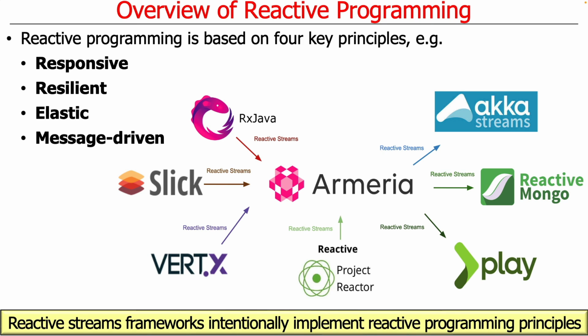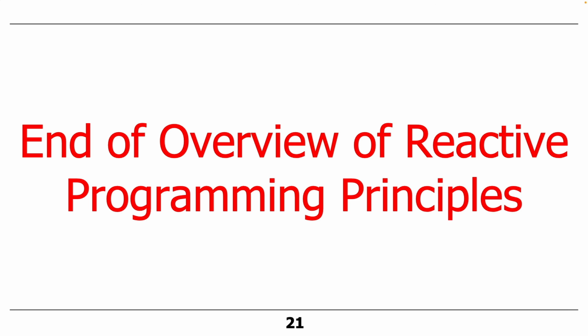There's a whole bunch of frameworks that implement these reactive principles. We're going to talk about RxJava. We're going to talk about Project Reactor. We're going to focus on RxJava in this class, but just be aware that there's other things like Akka streams and reactive databases and all these different mechanisms. We're going to focus again on RxJava, which has a very interesting history, and we'll talk about that as well. So that's a quick recap of the overview of reactive programming principles.